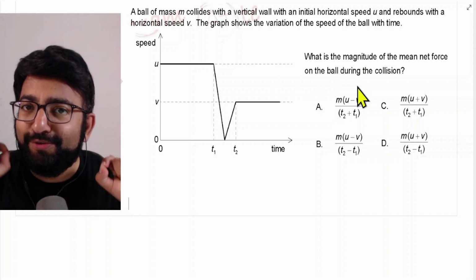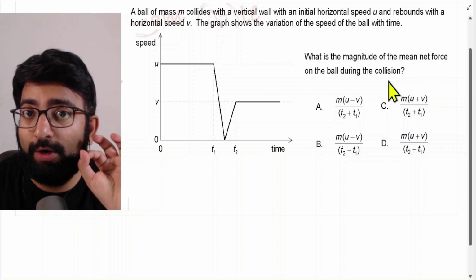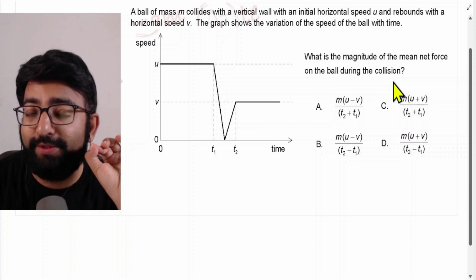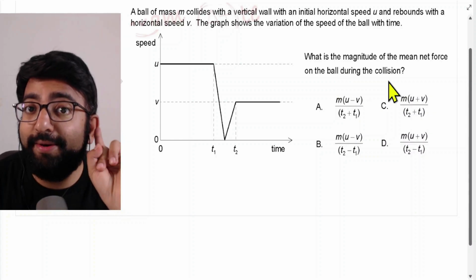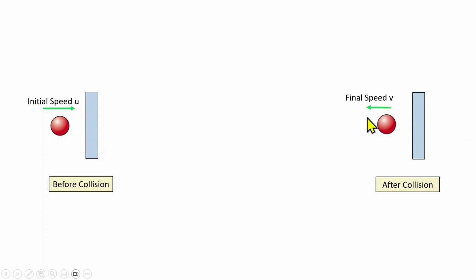Now, before you even solve this question, it is important for us to understand which force is being talked about. And this is the keyword we need to be careful of: during the collision. So which is the force acting on the ball during the collision? Let's see. We have a ball which is about to hit a wall with initial speed u. This happens before the collision. The ball is going to hit the wall and rebound back. So after the collision, the ball goes towards the left side with, let's say, a speed of v. So this is before the collision and after the collision.